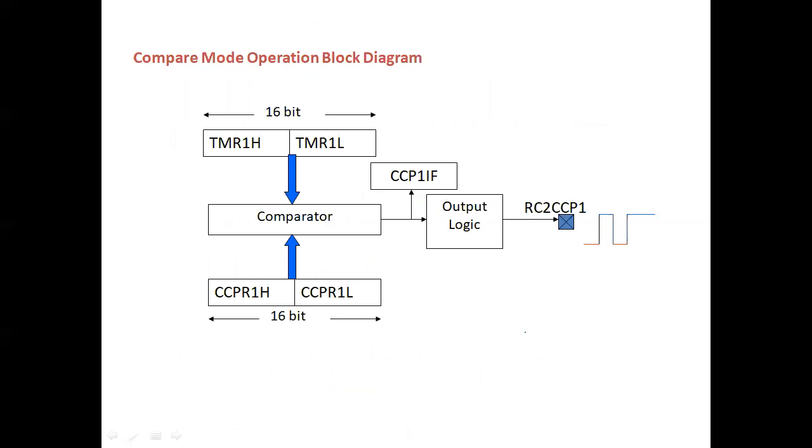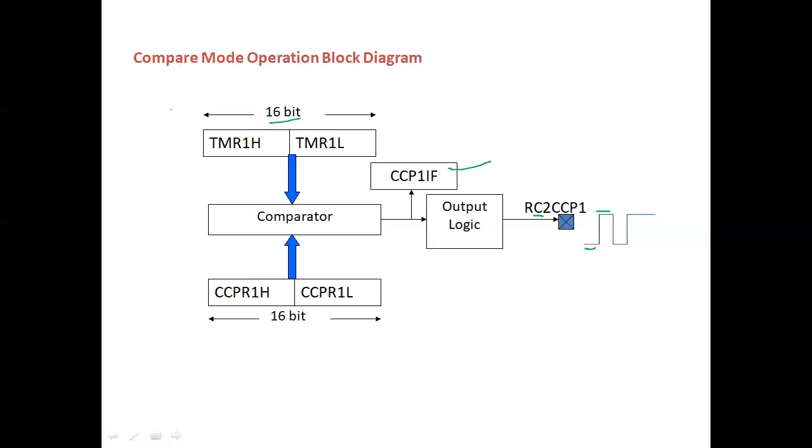Timer 1 higher and Timer 1 lower are separate 8-bit registers that combine to make a 16-bit timer register. This 16-bit timer register value keeps incrementing when Timer 1 is turned on. This Timer 1 value is always compared with the CCP register value. When there is a match between the timer value and the CCP register value, the CCPIF flag is set to 1, and the RC2 pin is driven to either active low or active high depending on the 4 mode selection bits in the CCP control register.